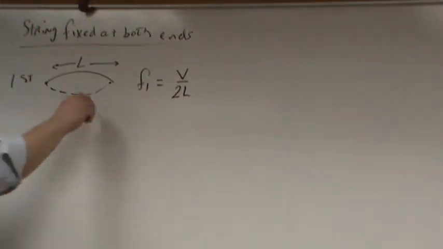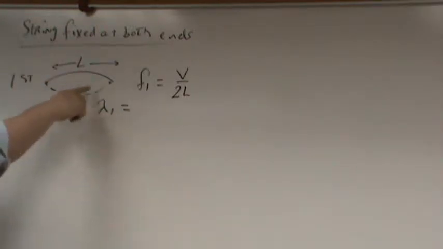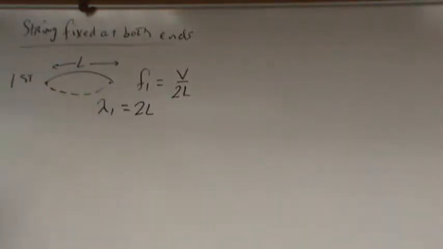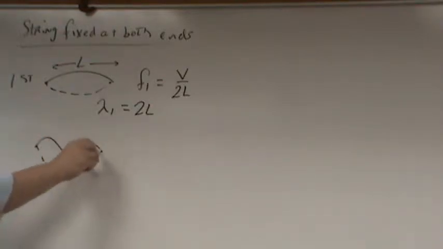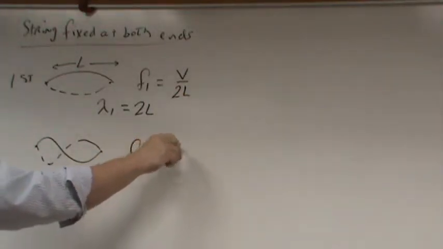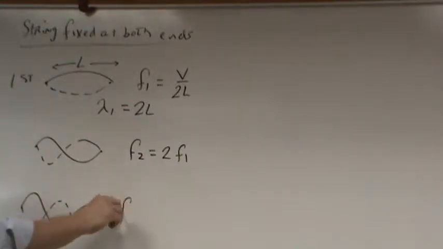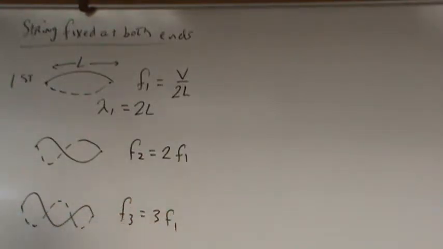The reason for that is because the fundamental wavelength is equal to 2L. That is, if the length of the string happened to be 1 meter, then the fundamental wavelength is 2 meters. And then we get our second harmonic, which looks like that. The second harmonic frequency is just 2 times the first harmonic frequency. And then we end up with the third harmonic, which is equal to 3 times the first harmonic.